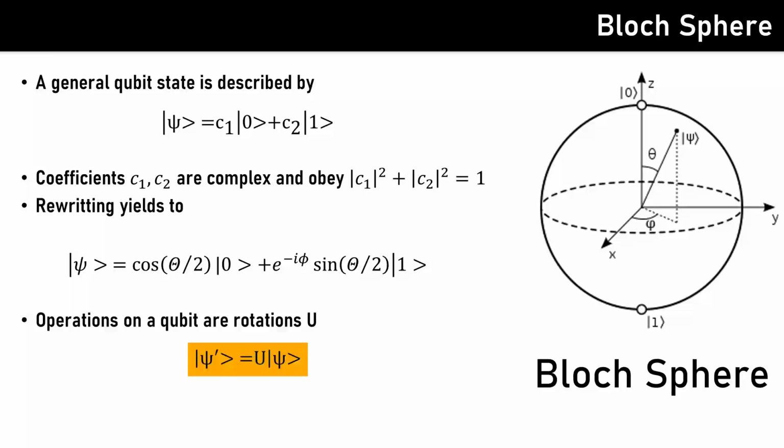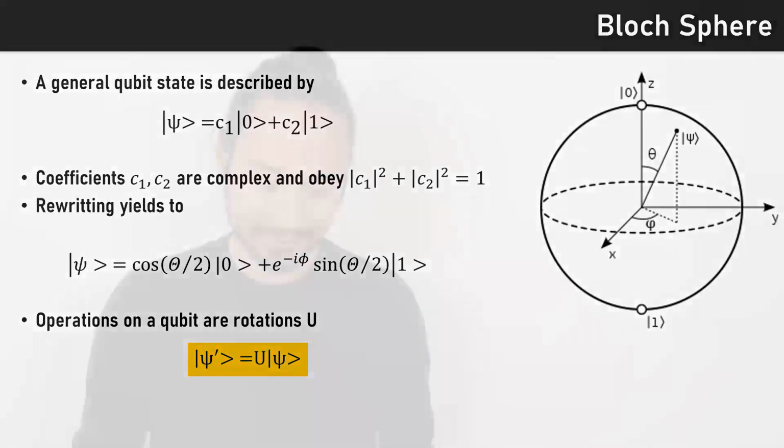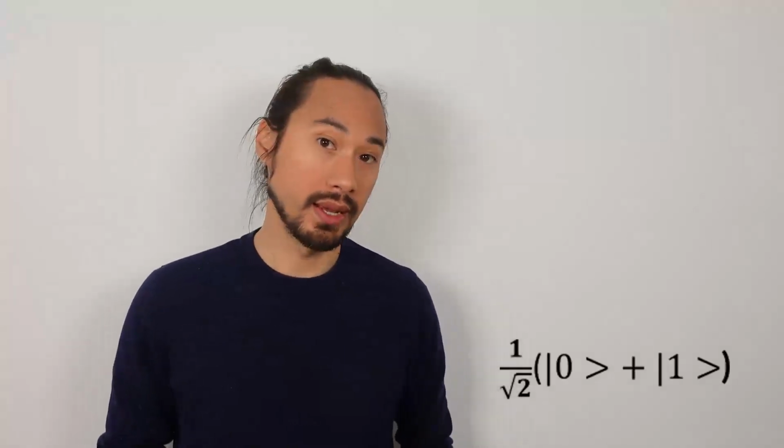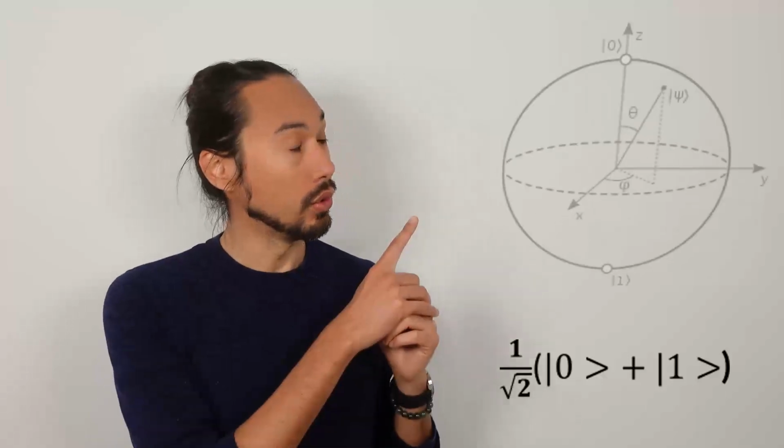For this, remember your linear algebra class, where rotations of vectors are facilitated by the multiplication with rotation matrices U. And here's a question for you. Can you find the superposition state discussed in this lecture on the Bloch sphere?